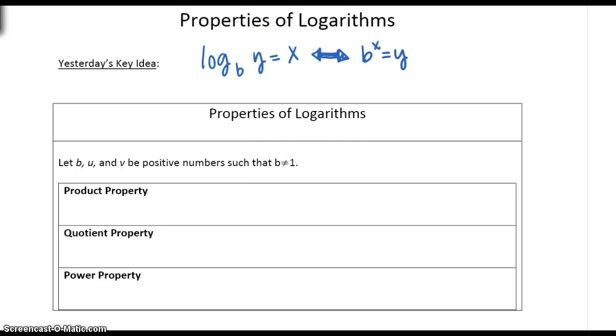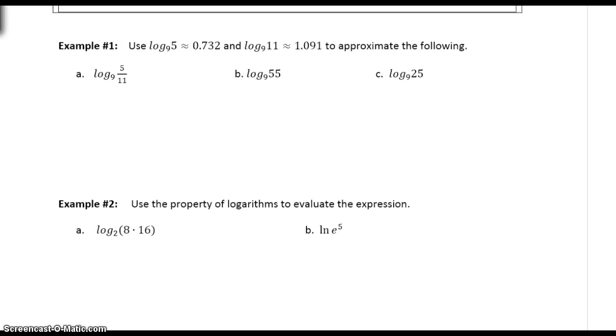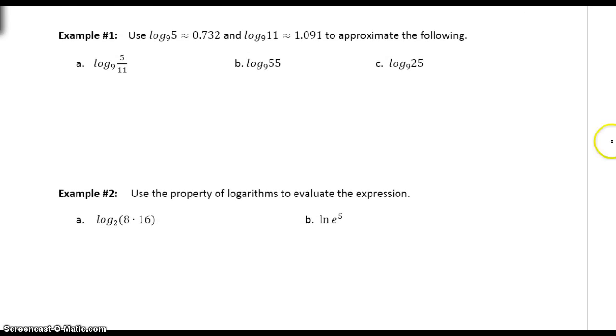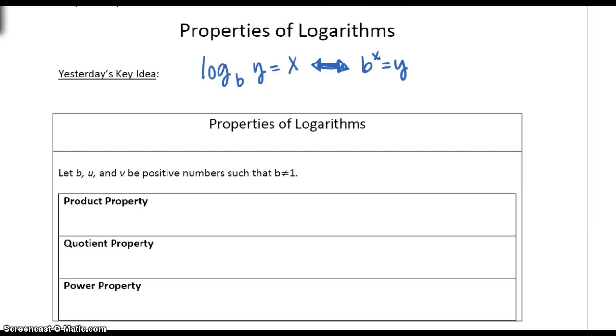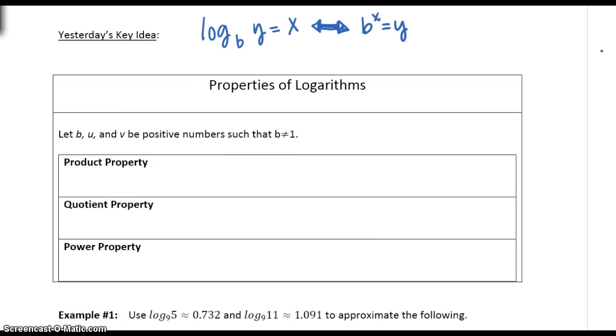Let's talk about the goal for today. Well, we have two goals, actually. We have to be able to use properties of logarithms to evaluate expressions. That's one goal. And the other one is to expand logarithms and make them nice and big and large, and later on you'll condense them. But today we're going to expand. So those are two goals today. But first let's talk about the properties.